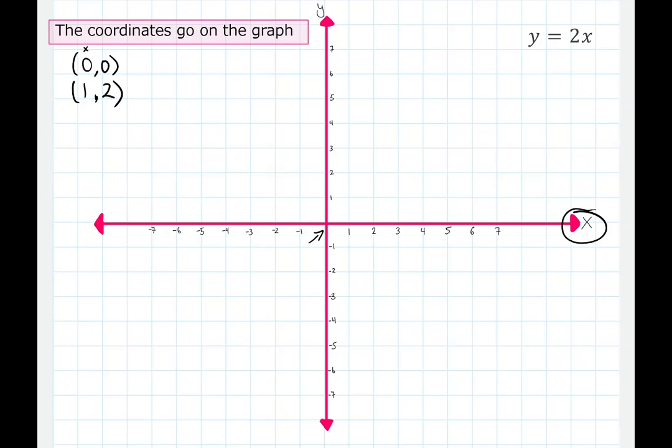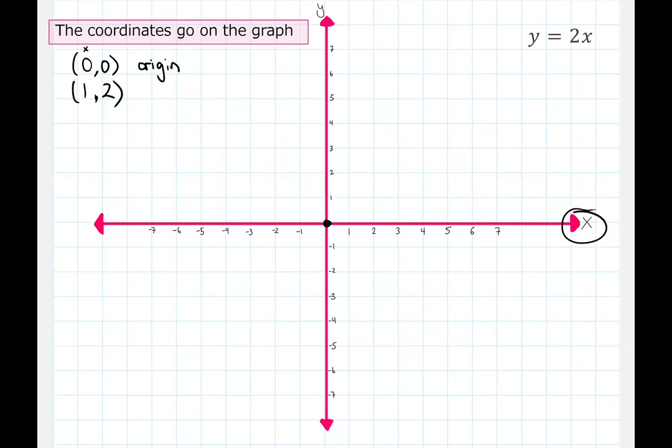And our y value is also 0. So that means we're neither going up the y-axis or down the y-axis. So we end up staying right here. We call this point or this coordinate the origin. And the origin is basically where the x and y axes meet, where they cross each other.